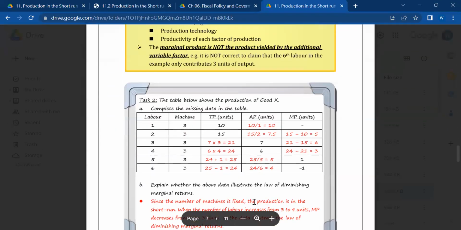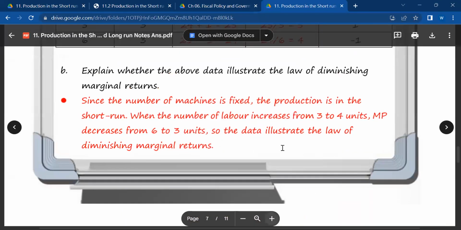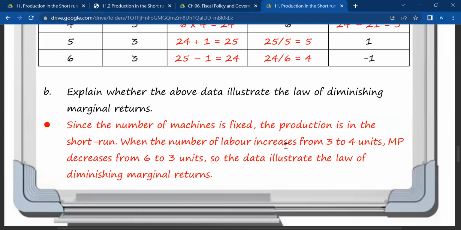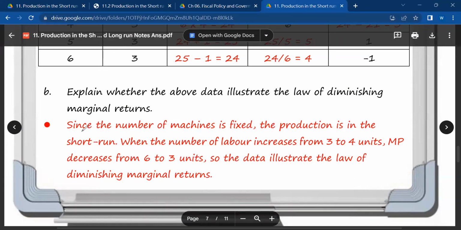Okay, let's write down your answer here. Okay, so firstly, you need to tell the marker it is in the short run. So the answer, the first sentence, you should say, since there is a fixed factor, that is G, production is in the short run. Okay, this is the short run. You need to tell the marker.